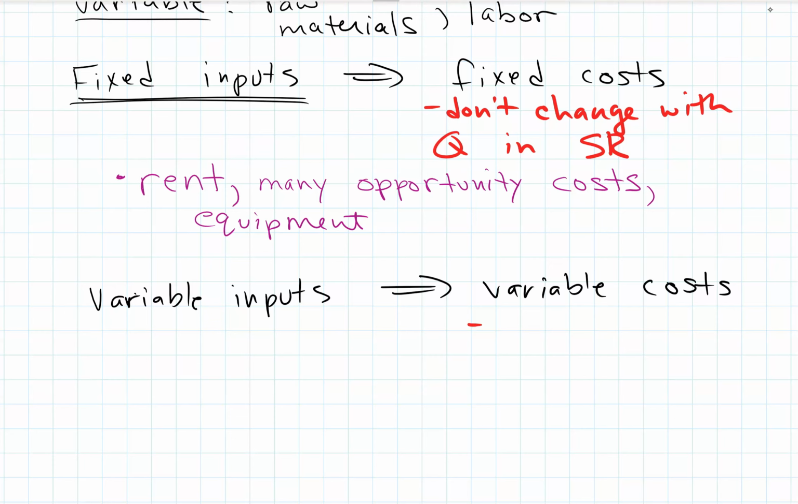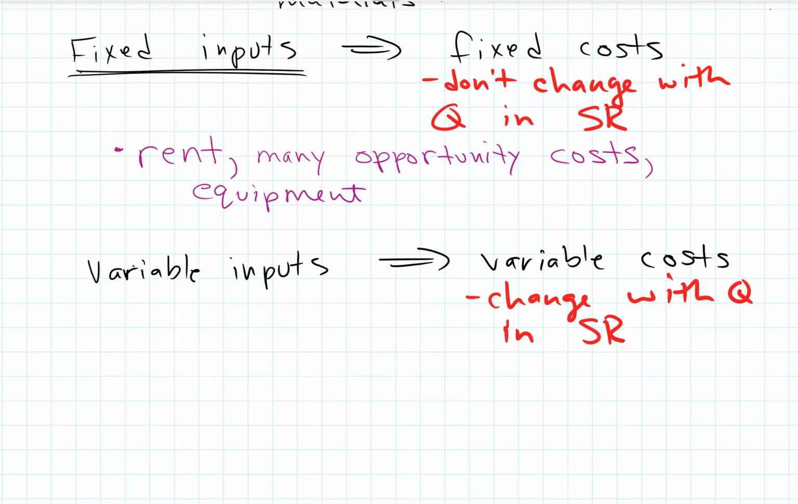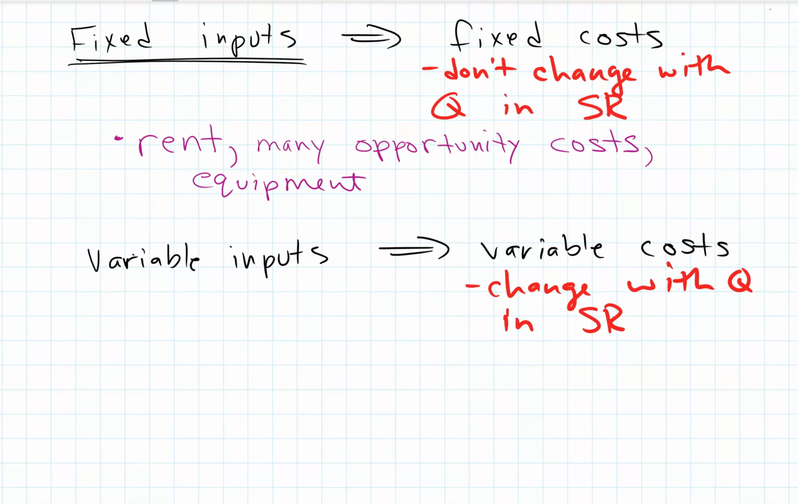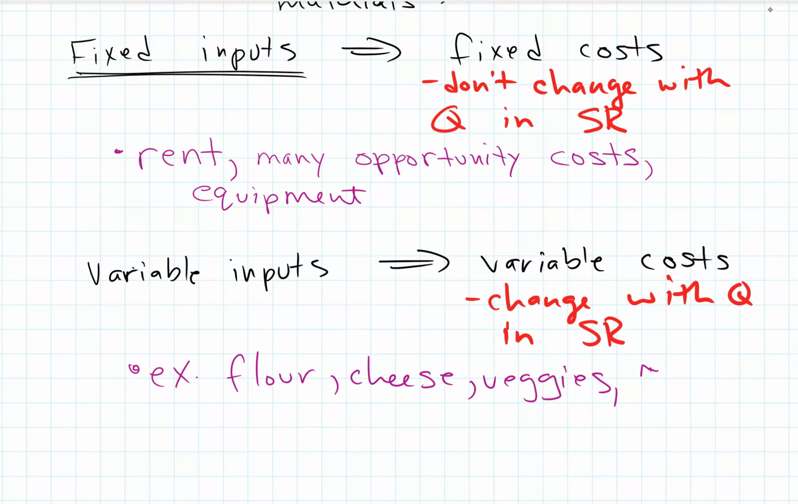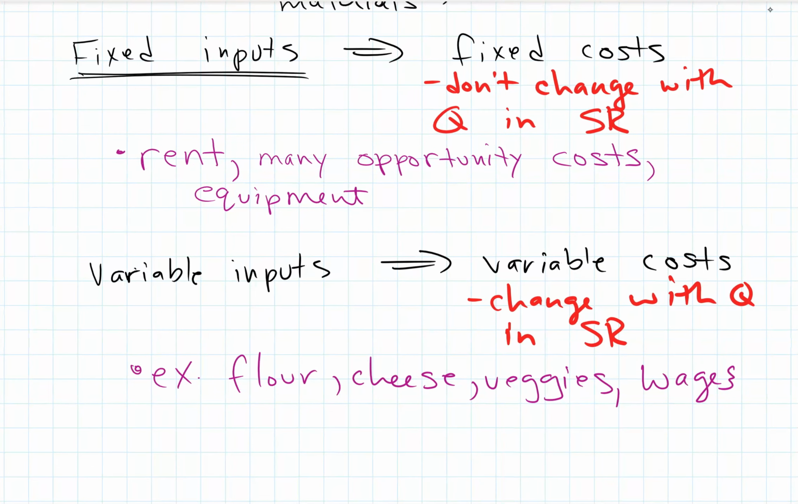And these ones do change with quantity in the short run. Okay? And so some examples of variable costs, again sticking with the pizza example: the flour, the cheese, the veggies, and the wages. Because if you're super busy, you'll add some workers. If you're not busy at all, you might cut workers. So again, the wage is also going to vary quite a bit, right?